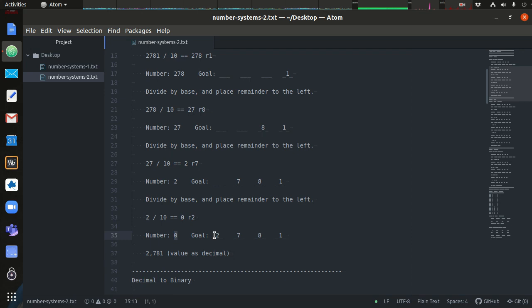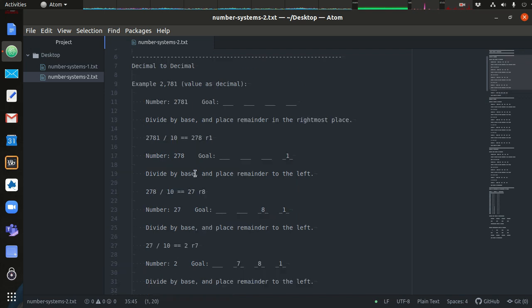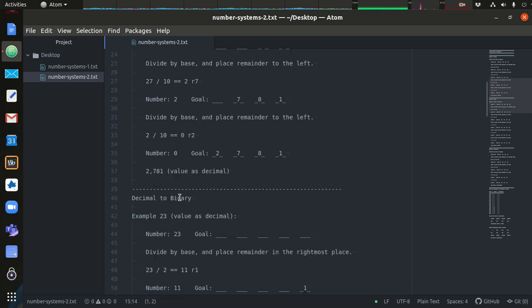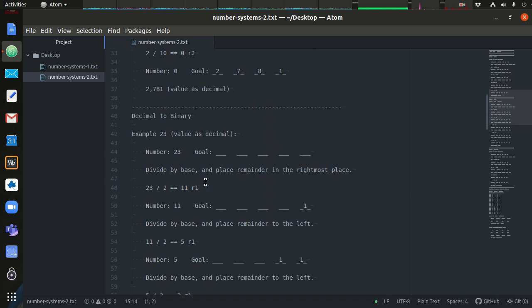Okay, and sure enough, in our goal, we see it's 2,781, right? That's the initial value we started with. But this idea can be applied to other bases. So instead of dividing by 10, we could divide by a different base to get a different outcome. All right, so let's try one. Let's try decimal to binary.